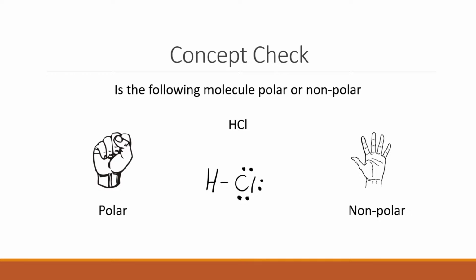Last but not least, HCl. Is this going to be a polar or nonpolar molecule? Here, our final example of a molecule is a polar molecule. The only line of symmetry that we can draw is horizontal. There's no other way we can slice this up that makes it symmetrical.